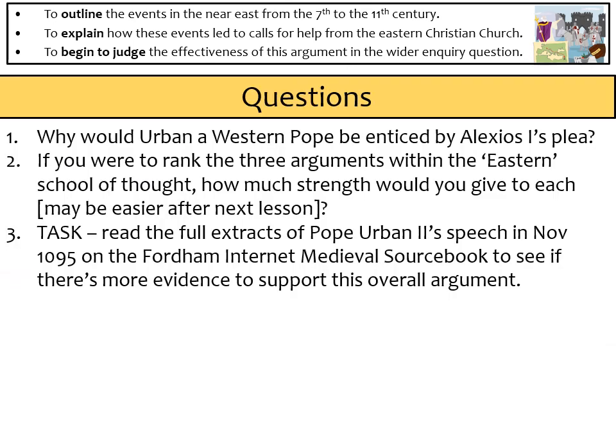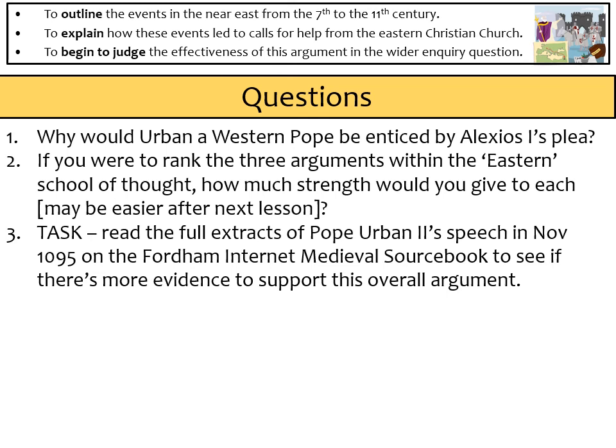Now, that's what I'd like you to get from most of the lesson in terms of this lecture. You can make notes on that mind map in the same format. You can make notes in a different way, but I'd like you to think about these questions. Why would Urban, a Western Pope, be enticed by Alexius I's plea? That's the first one. The second question is difficult because it might be better after you've done part two.